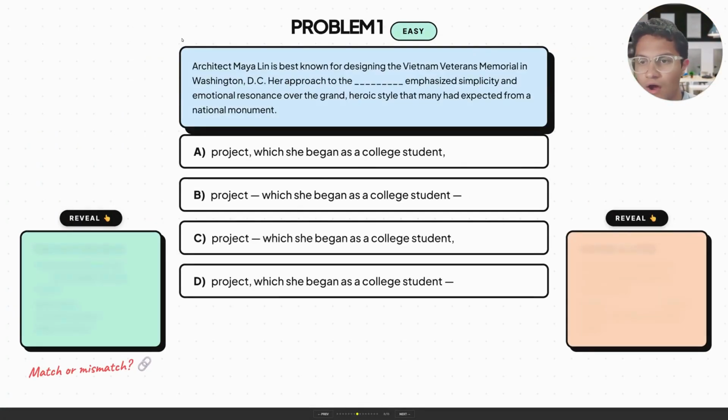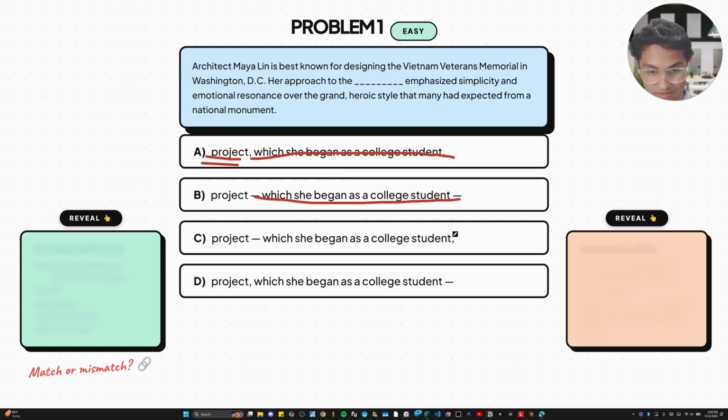So here's a quick problem. Architect Maya Lin is best known for designing the Vietnam Veterans Memorial in Washington, D.C. Her approach to the blank emphasized simplicity and emotional resonance over the grand heroic style that many had expected from a national monument. So all the choices here have project, and this is a form of parenthetical. This is also a form of parenthetical. This is incorrect because of the dash, dash, comma, comma mismatch, and same thing with C and D.